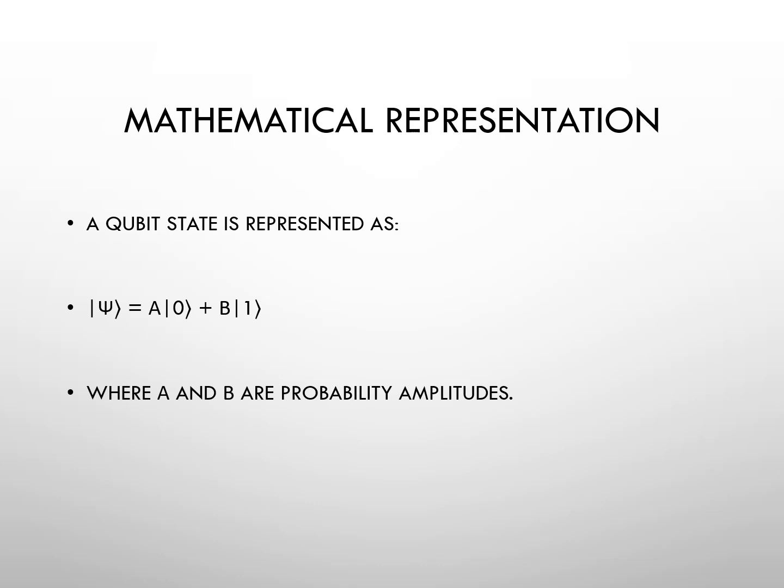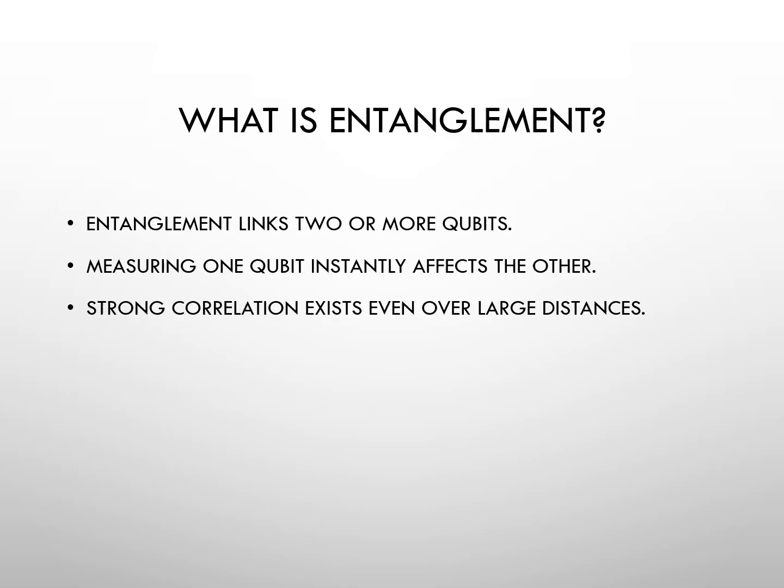So here comes the main notation called ket notation. Before measurement, a qubit exists in superposition. This is what we have already discussed. After measurement, the qubit collapses into either 0 or 1. This process is called wave function collapse. And before getting into the concept of entanglement, let us have a summary of superposition, what we have just discussed.